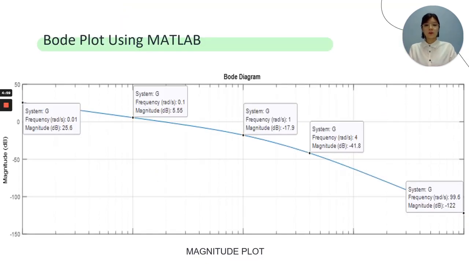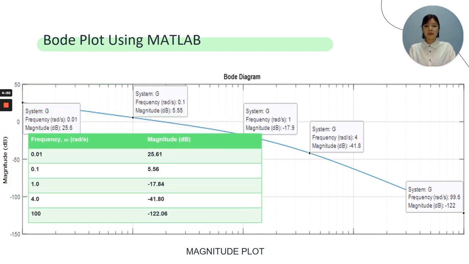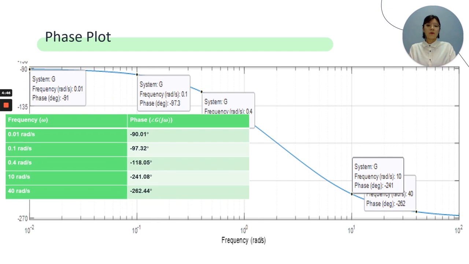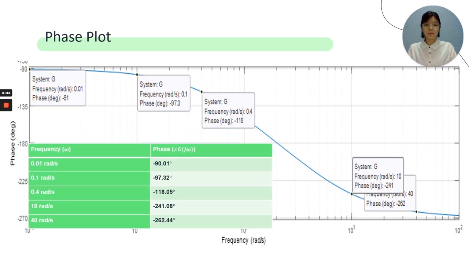Next, the figure shows the magnitude plot obtained using MATLAB. We can verify that our hand-sketched magnitude plot is the same as the magnitude plot in MATLAB. The same goes for the phase plot. We can verify that our hand-sketched phase plot is the same as the phase plot in MATLAB. That's all for my presentation. Now I pass to Sihui to continue with the gain margin and phase margin. Thank you.